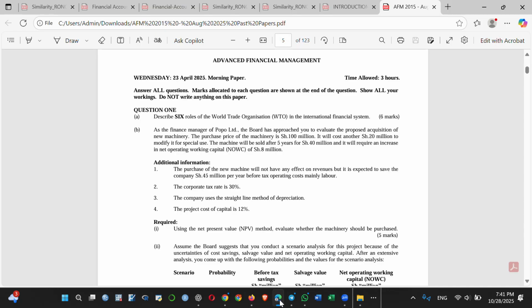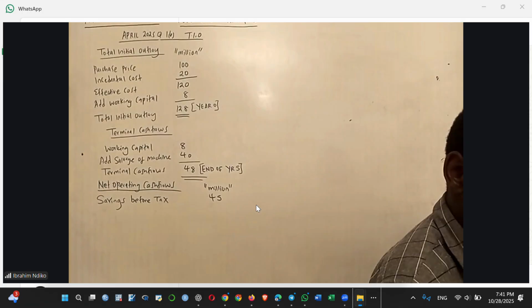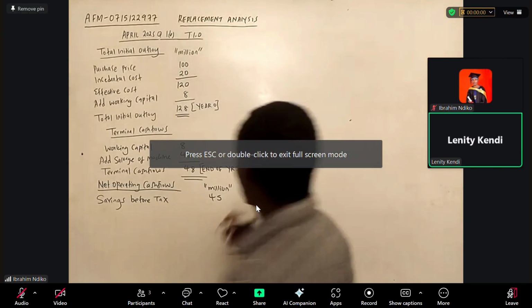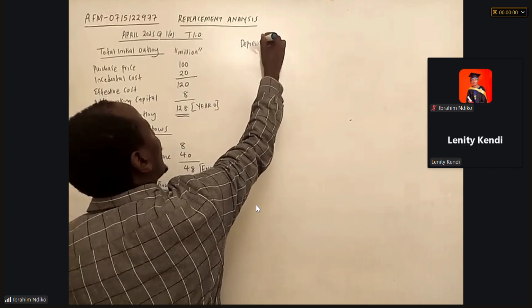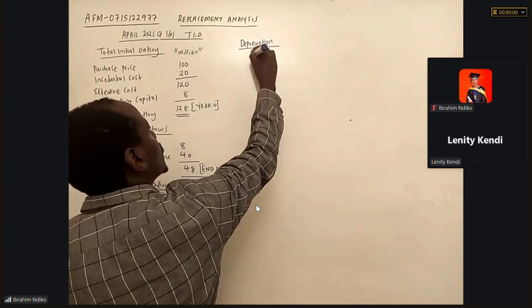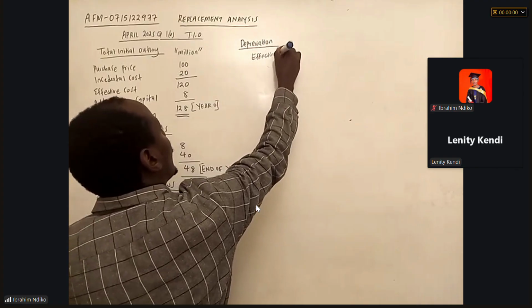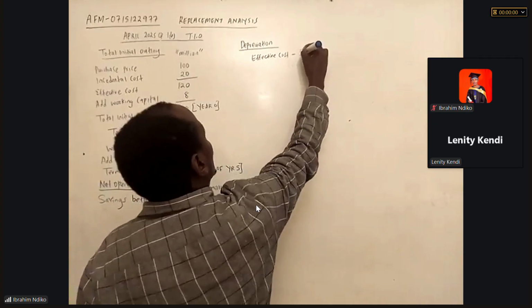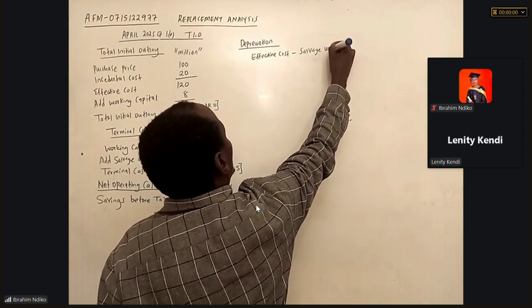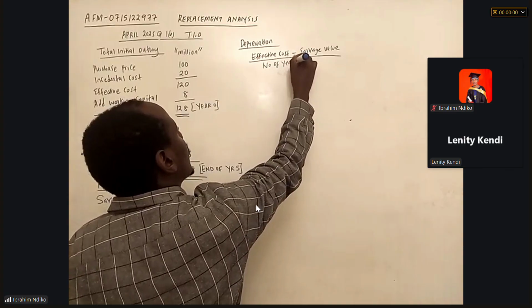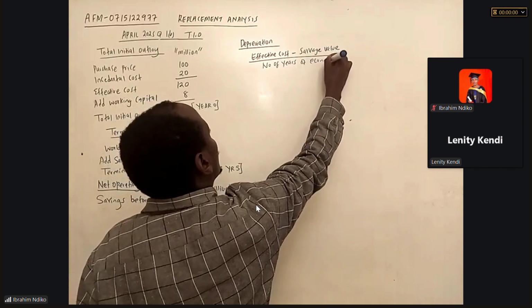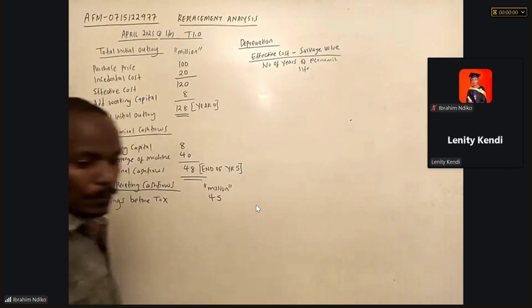What about depreciation? Tumepewa straight line method. Now we need to compute depreciation, sivyo? Yes. So we compute depreciation here. Now depreciation is equal to effective cost minus salvage value over the number of years of economic life. Sivyo?